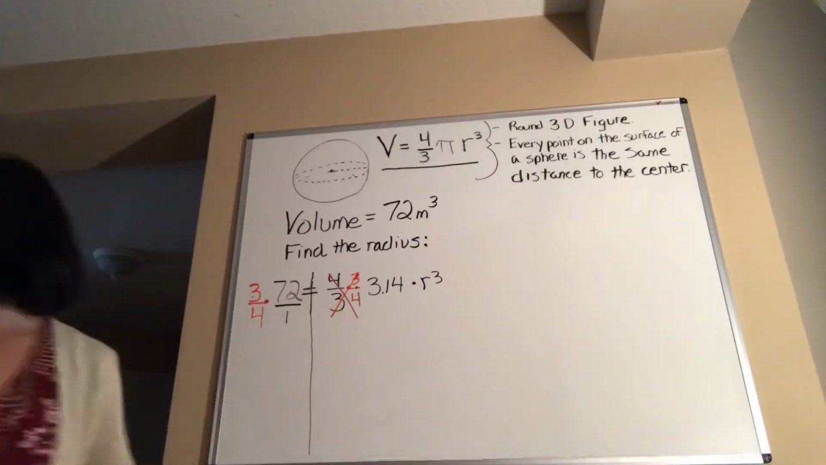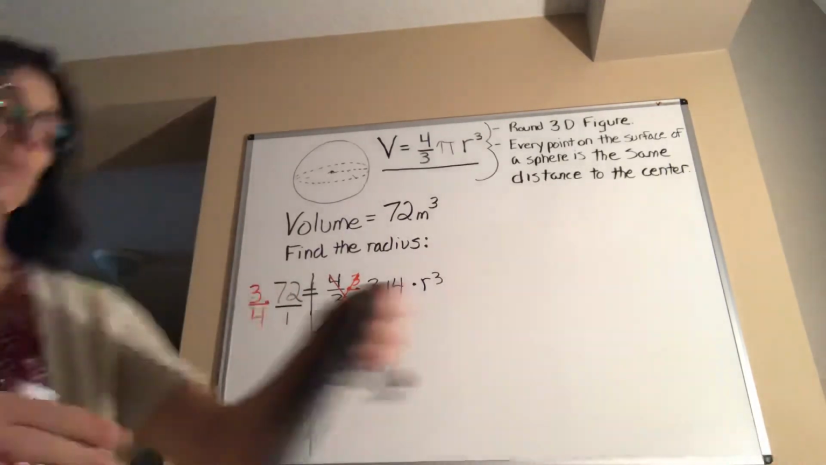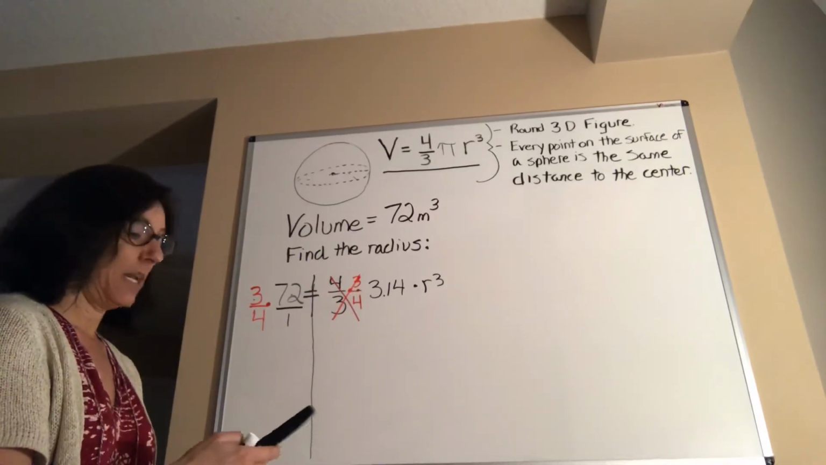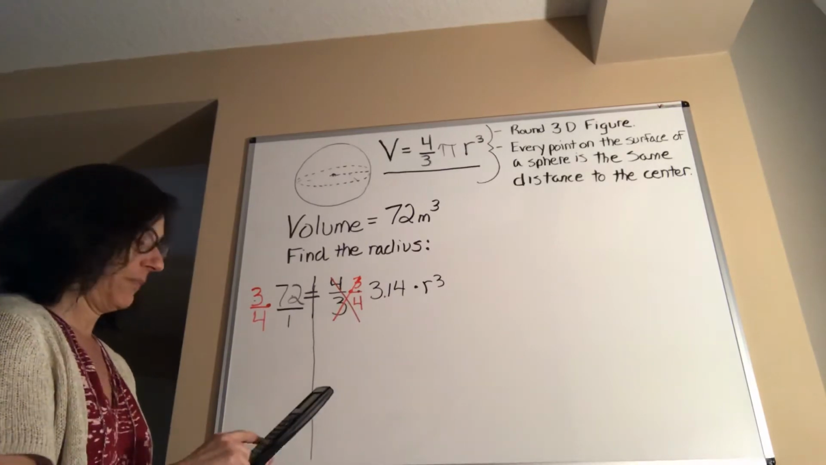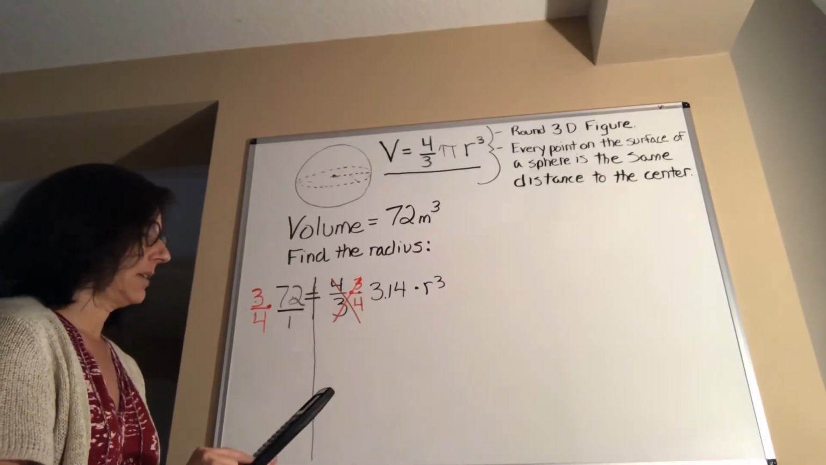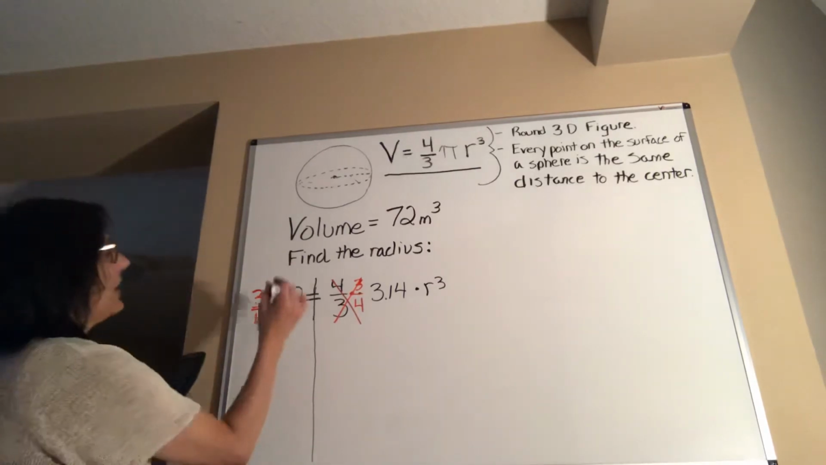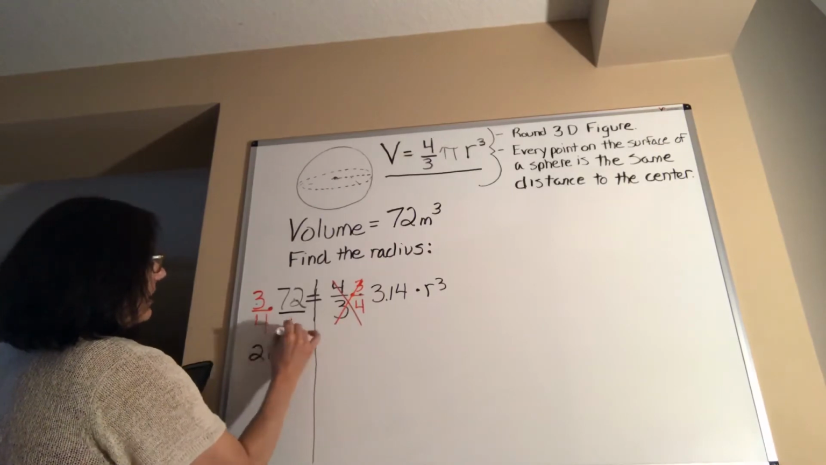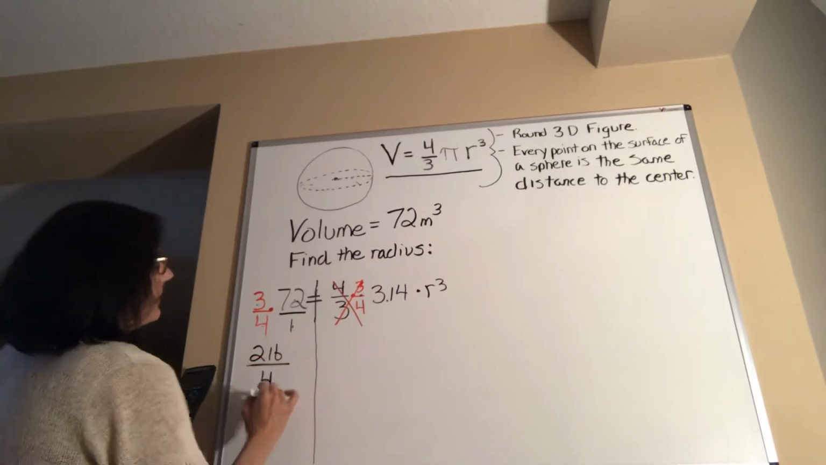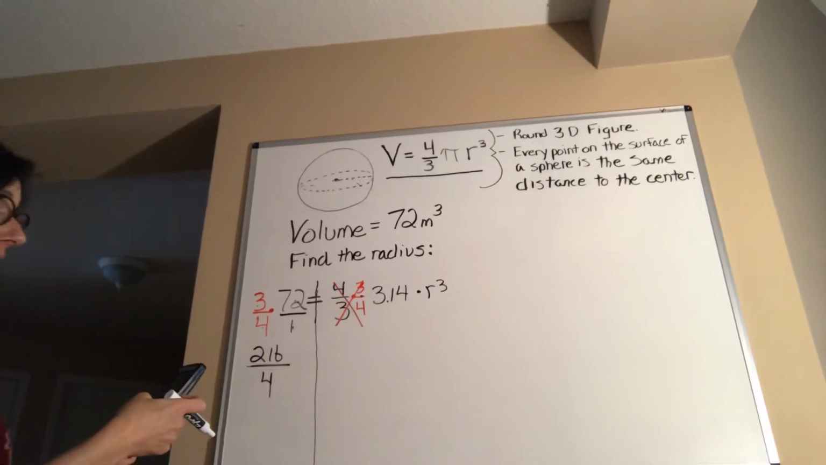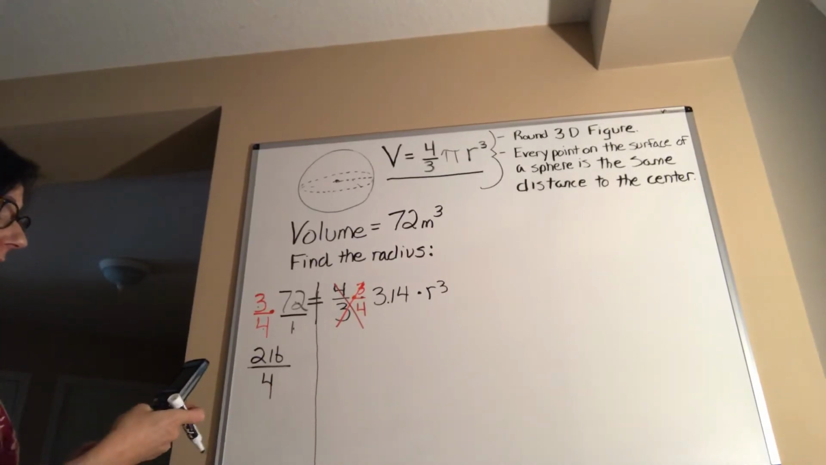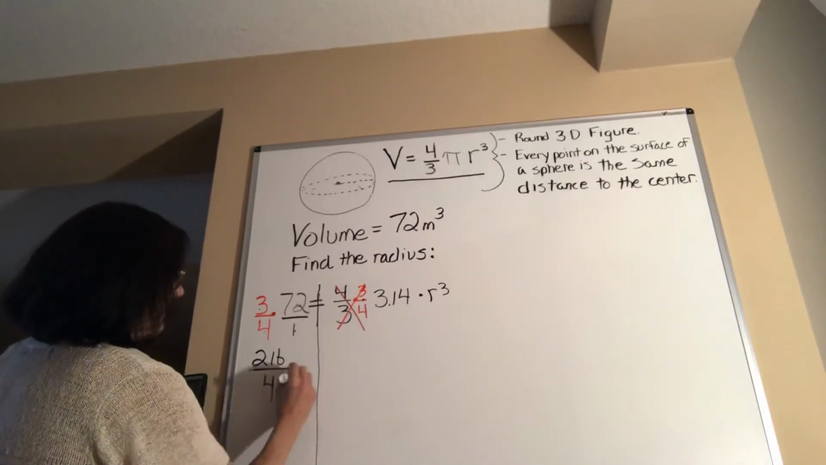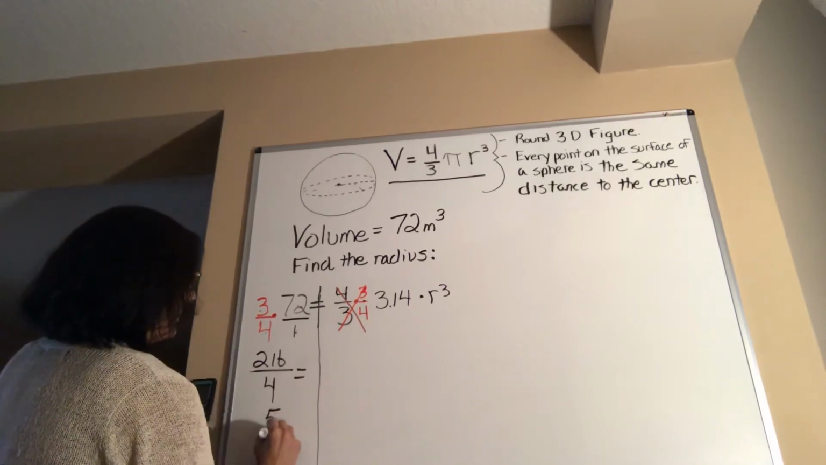3 times 72. Calculators, 3 times 72, guys. You got to put your calculator on first. That's a tip from a math teacher. 72 times 3. Okay, 72 times 3 is 216. 4 times 1 is 4. So now we divide 216 by 4, and we get 54.